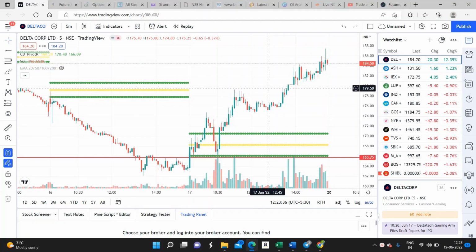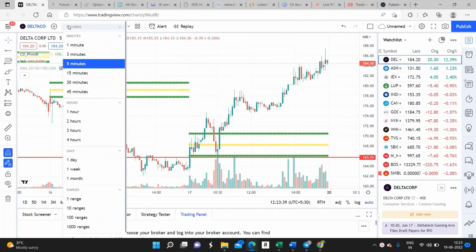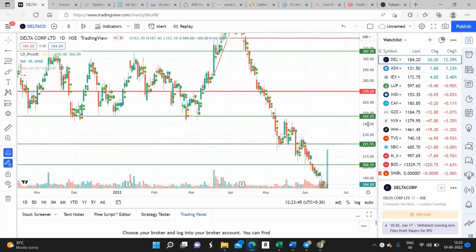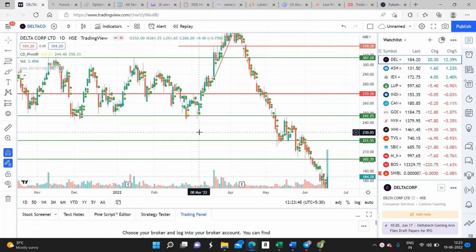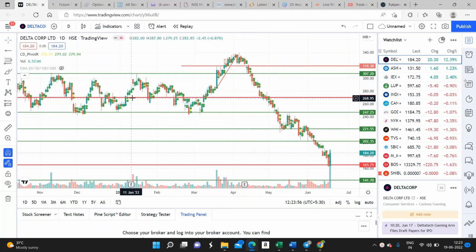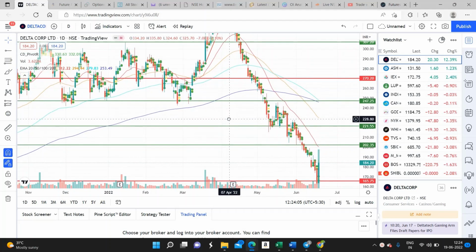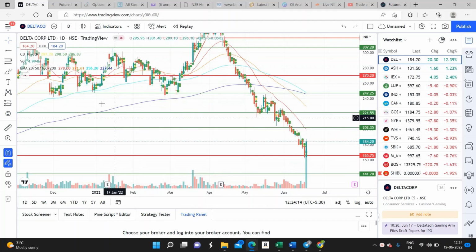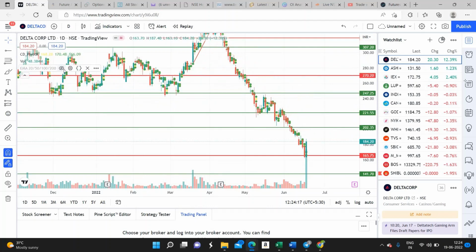So let us check the trend of the stock. We will go for the 1 day time frame and we'll see. I have already marked the support and resistance for this stock. This is in a downtrend as of now, and I will also be using the EMA, exponential moving average. Already all the moving averages have been broken for this stock. This stock is very weak as of now. Hope we can find some reversal at this point. So I will be hiding this.